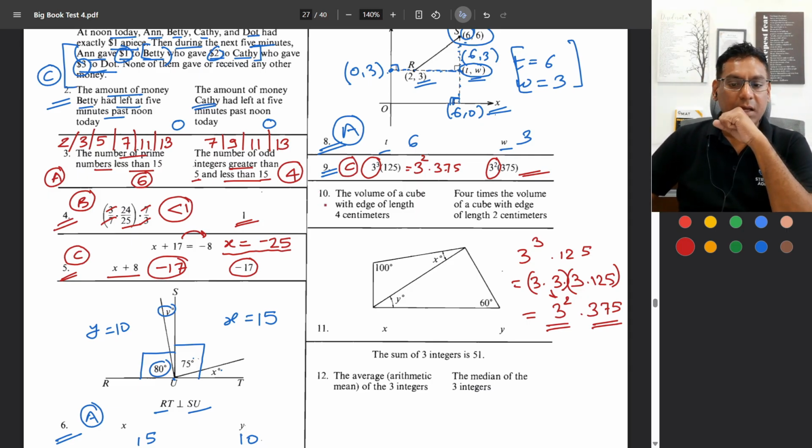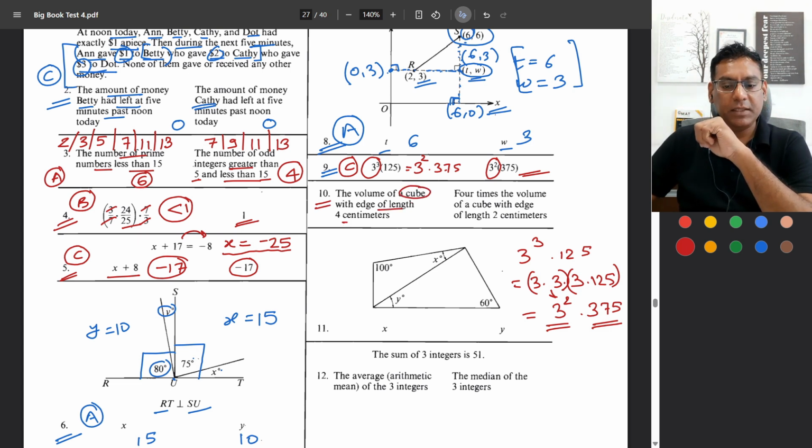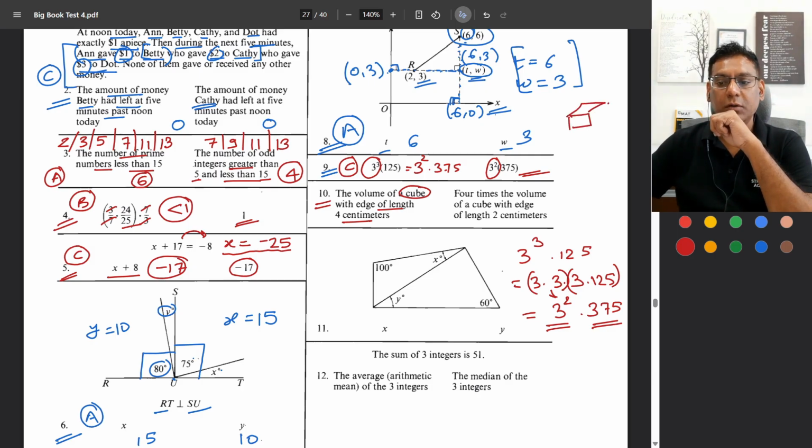Okay. All right. Question 10. The volume of a cube with an edge of length 4 centimeters. So let's say this is a cube with edge length 4. What's the volume here? Volume is going to be area of the base, that's 16, into height. 16 into 4, 64.